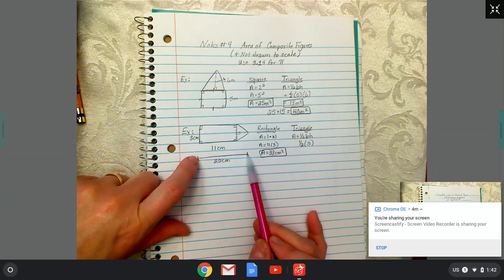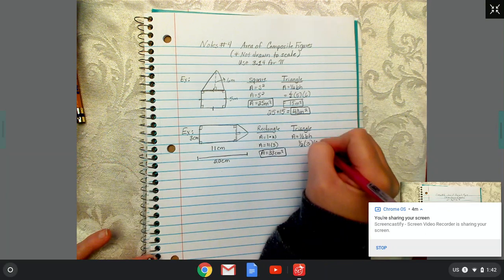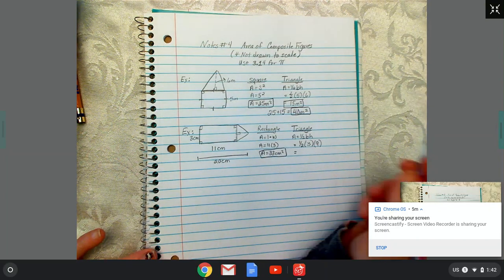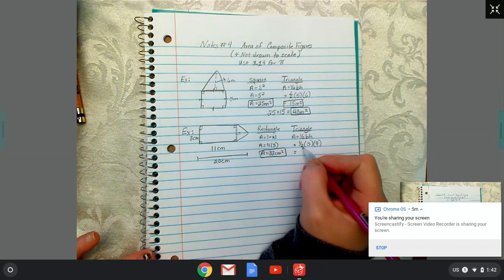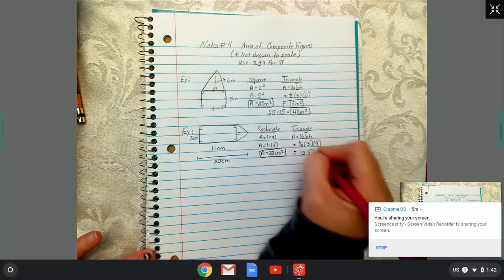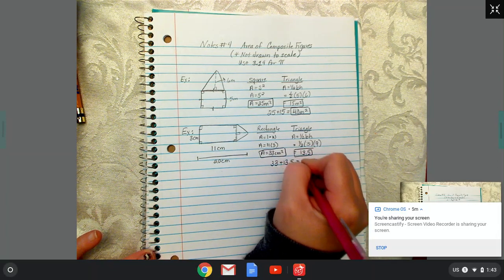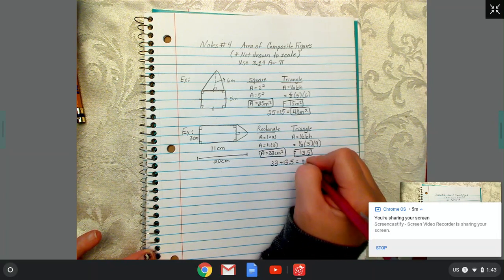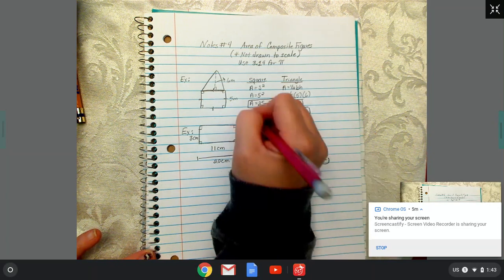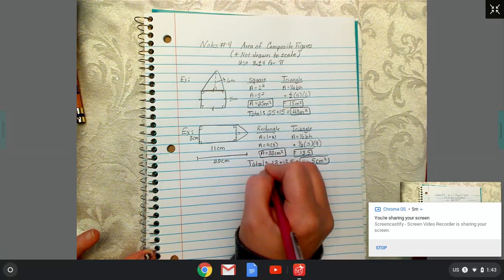Remember, this is not drawn to scale. 20 minus 11 is 9, and that definitely doesn't represent 9. But oftentimes the figures are not drawn to scale. So 3 times 9 is 27. Half of that is 13 and a half. If I add those together, and get a total. So as you're doing these, I would want to see that you did give me a total and you found it by adding.